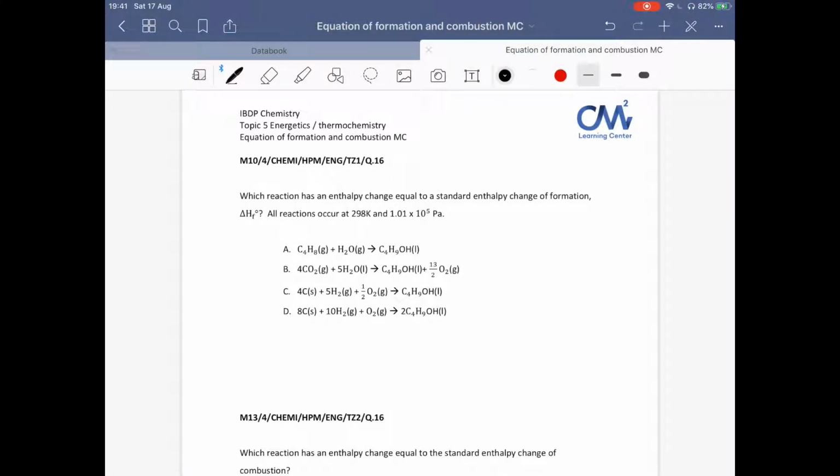In this chemistry lesson, I'm going to talk about these two IB MYP questions from a past paper. This is topic 5, energetics SL part, and these two questions test whether students understand the definition of a standard enthalpy change of formation and combustion.